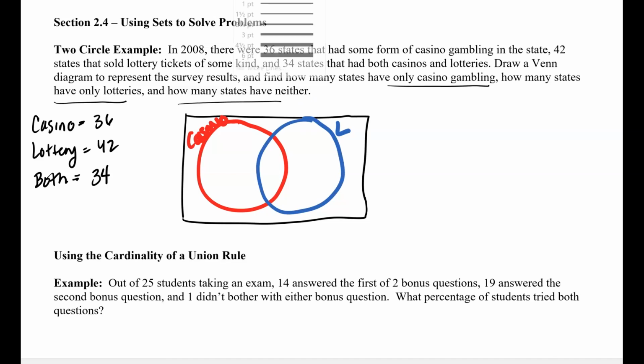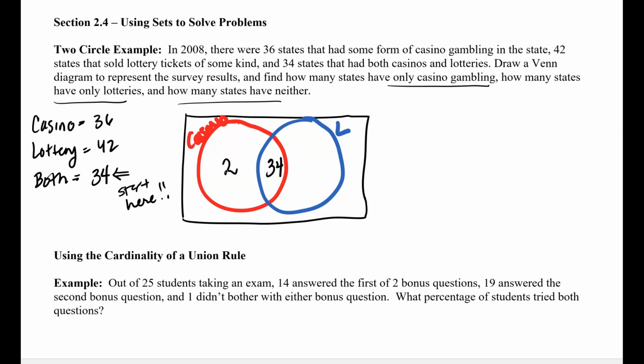And then I'm going to go ahead and start filling it in, and I'm going to start with the both number. So I'm going to put 34 right in the middle, and then I'm going to work my way back. So casino, 36 states. If 36 states have a casino and I already have 34 in there, then 2 has to go here because 2 and 34 make 36. So to write it down, it's 36 minus what's in the center, 34, and I end up getting 2. So that's how I get the 2. And then the lottery, I've got 42 lottery states, but 34 is already in the middle. So I'm going to subtract 34 and I end up getting 8, and that's going to go in that space.